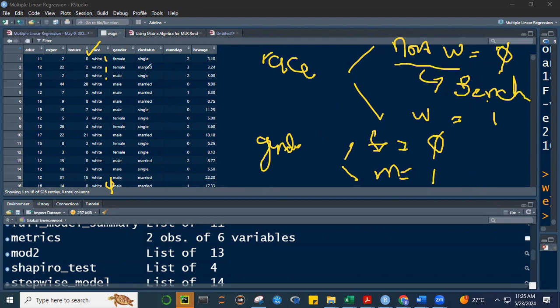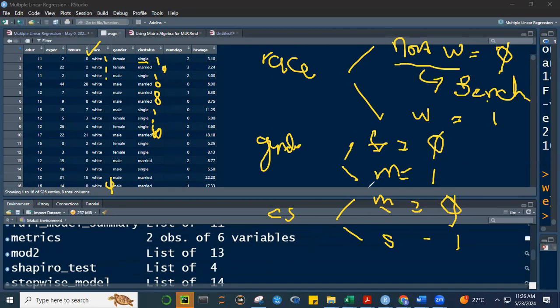Okay. And lastly, you have civil status. Civil status also has 2. You have single and married. Now, since married appears first alphabetically, this becomes the benchmark 0, and single becomes 1. So in this case, for example, this will be replaced with 1, this will be replaced with 0, 1, 0, 0, 0, 1, 1, 1, 0, etc. So all the reference values will become 0, the non-reference one will become 1.